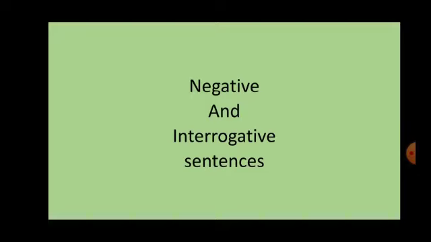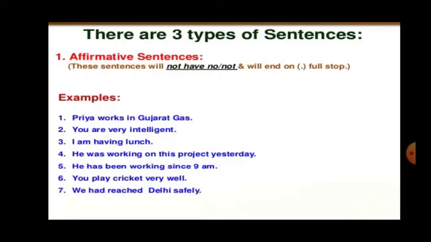Today we will study chapter number 25, Negative and Interrogative Sentences. There are three types of sentences: affirmative sentences, negative sentences, and interrogative sentences. An affirmative sentence will not have not or no, and will end with a full stop.